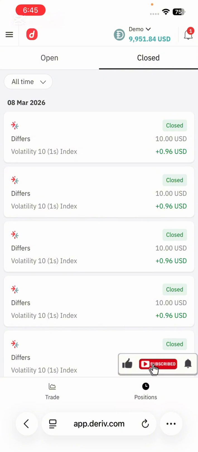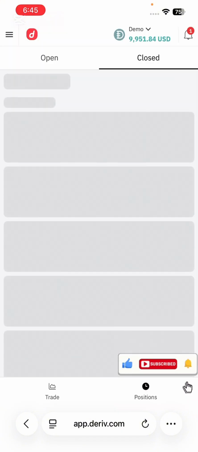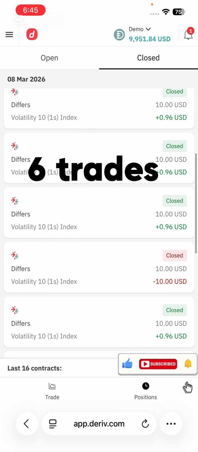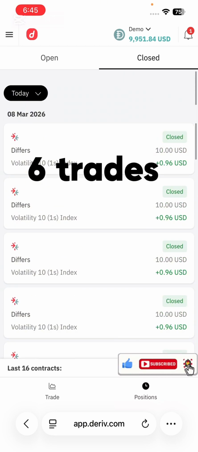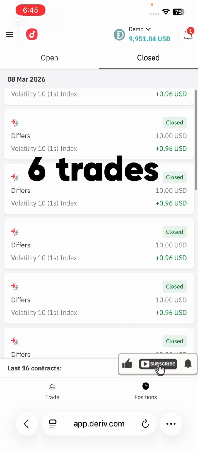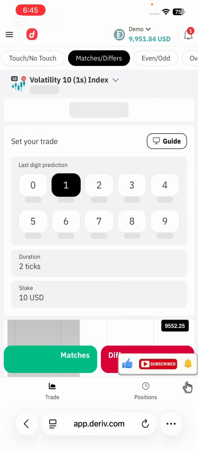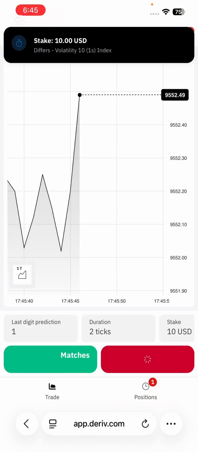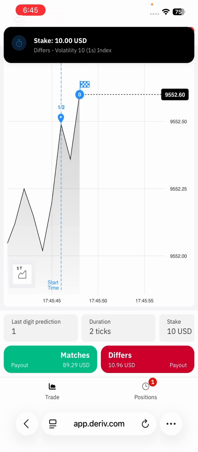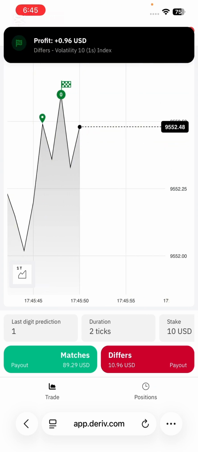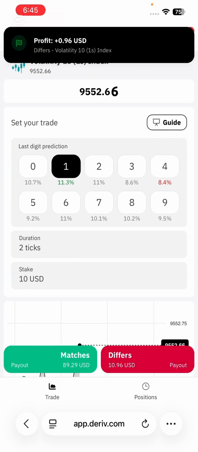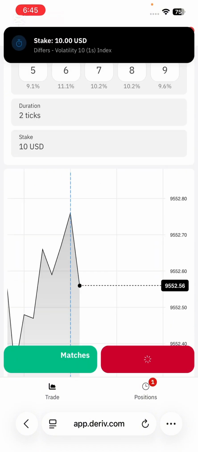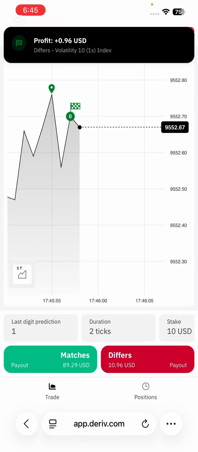Good. Now we've executed up to 5 trades, and we are all in profit. Now that's not all. Let's still check if they still meet the criteria. Okay, we still meet up with the criteria. It's even better now. Now we are in profit again. We are going harder. It's still good because it's still on 1 and 4, so we can still trade differs.